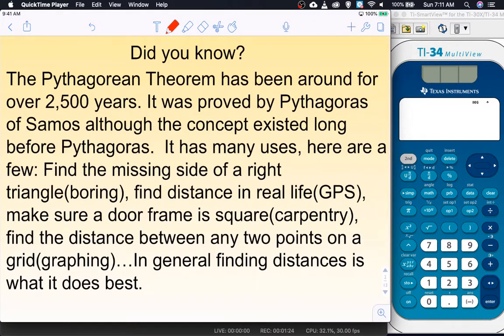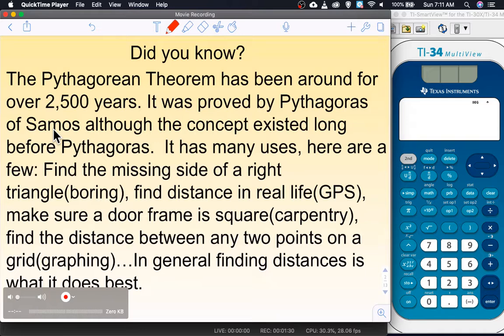Did you know that the Pythagorean theorem has been around for over 2,500 years? It was proved by Pythagoras of Samos. That's how it got its name, the Pythagorean theorem, Pythagoras. Although the concept existed long before Pythagoras, it does have many uses.